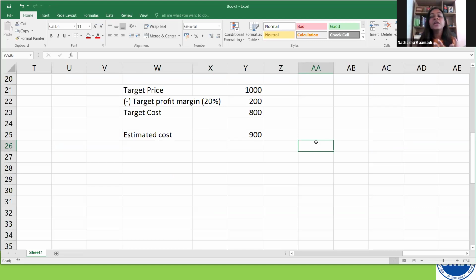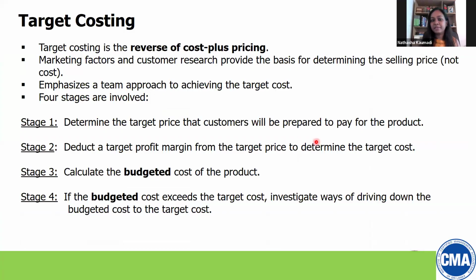Maybe you can renegotiate with your suppliers, renegotiate with your laborers, or reconsider using a different material. Increasing the efficiency levels, maybe investing in technology. Likewise, you will have to reduce the cost gap. This is the target costing method. Especially this is important when you are a price taker. You need to reduce the cost gap and achieve the calculated target cost.